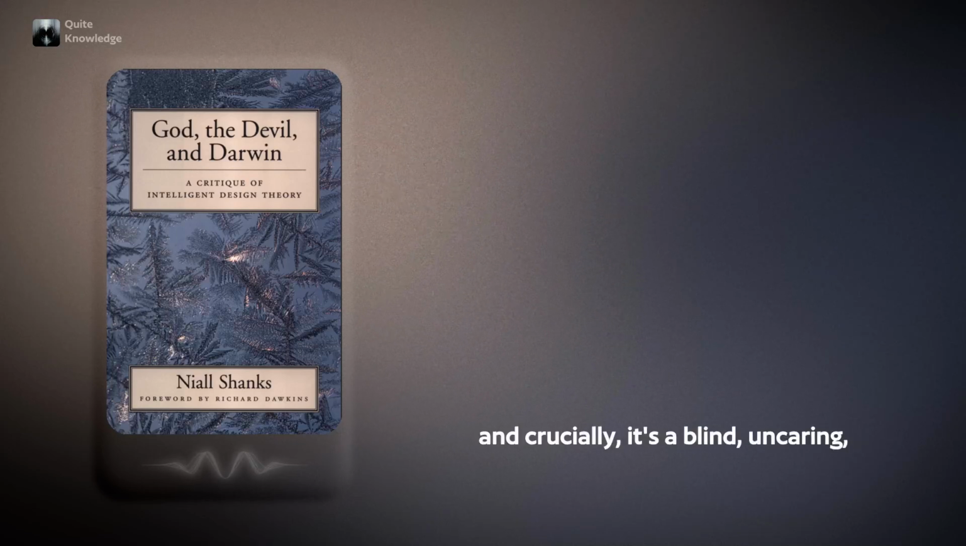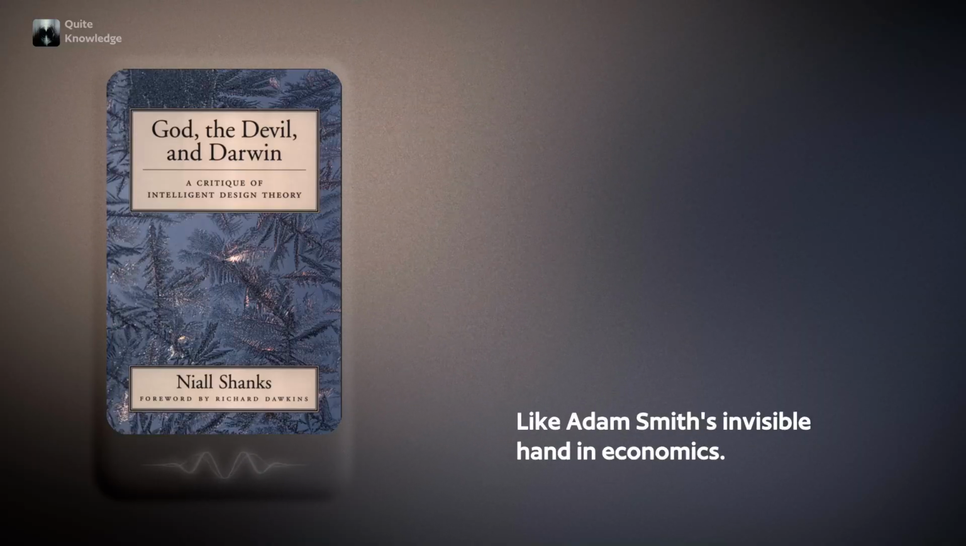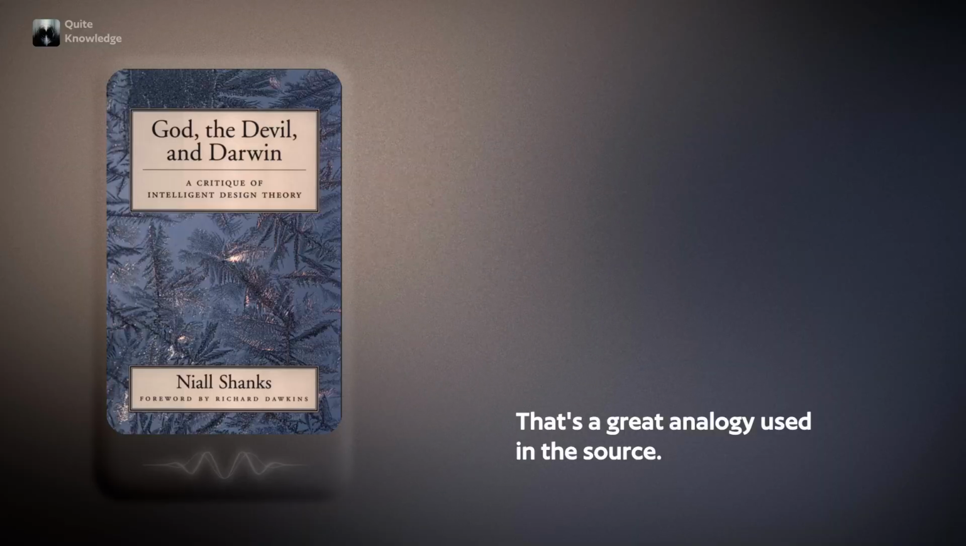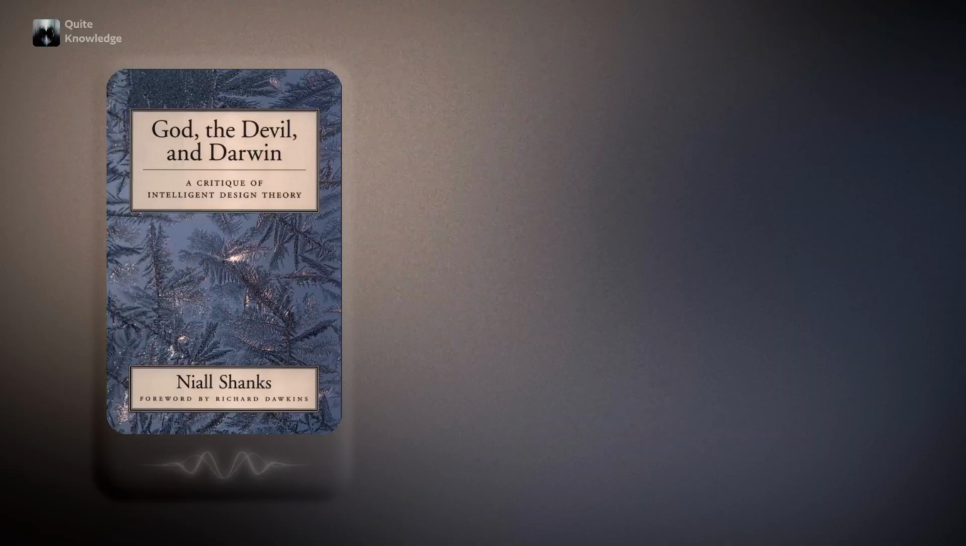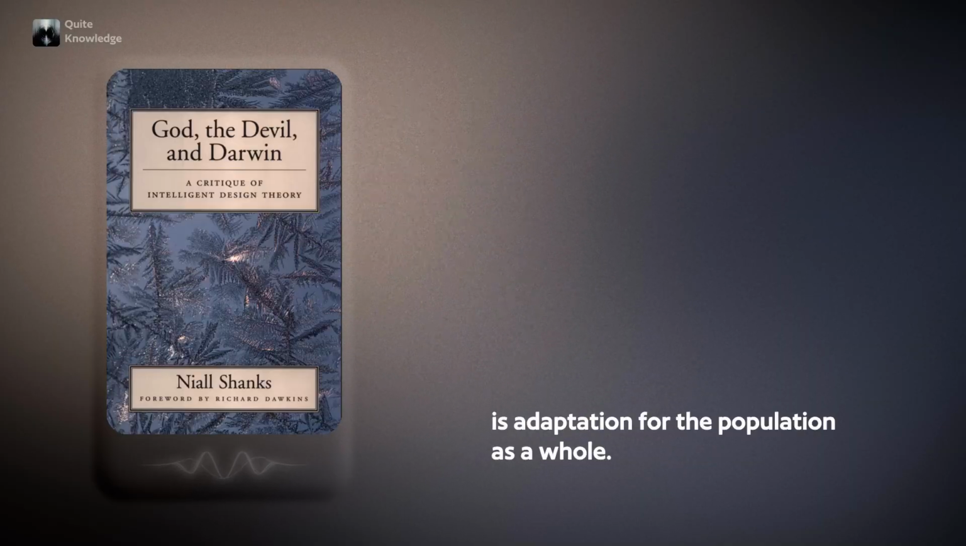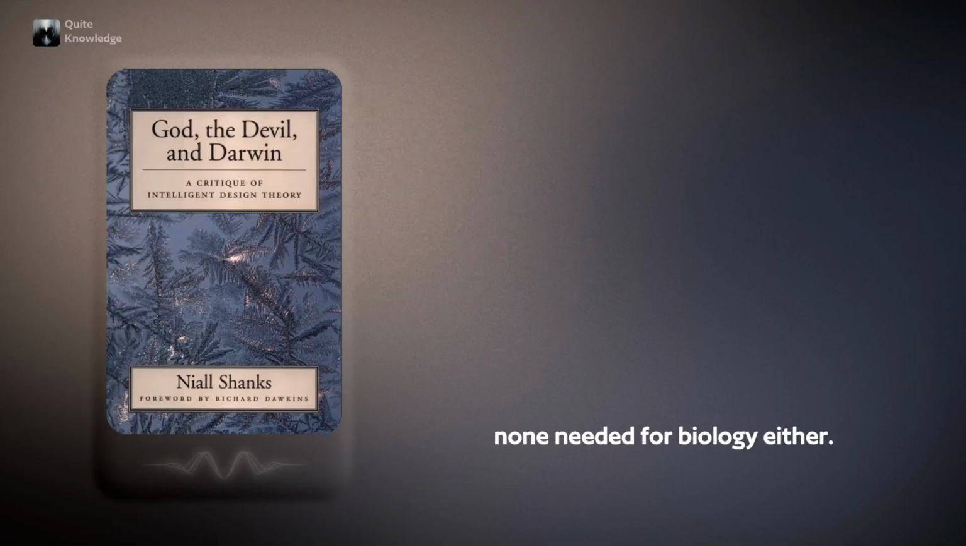And crucially, it's a blind, uncaring, unintelligent market mechanism. Like Adam Smith's invisible hand in economics. That's a great analogy used in the source. Individuals just pursue their own interests, survival, reproduction, and the unintended result is adaptation for the population as a whole. No guiding intelligence needed for the market, none needed for biology either.